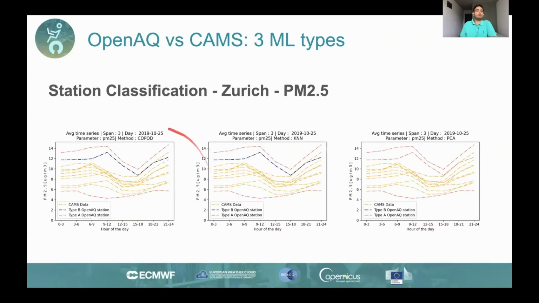But we move on to some interesting results with PM 2.5. Here, in the yellow are all the data coming from CAMS, and in the red and blue are the data coming again from OpenAQ. The data coming from this particular station is not classified as type A in the first two methods, COPOD and KNN, but in the third method, PCA, all the three data coming from OpenAQ stations are classified as type A.